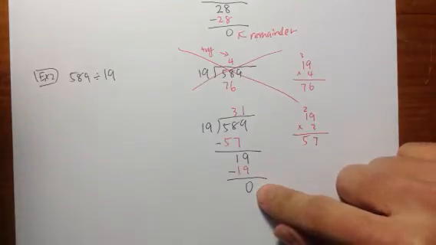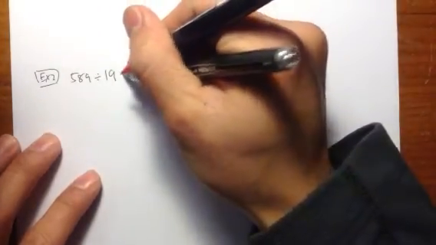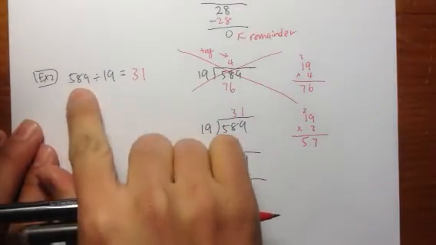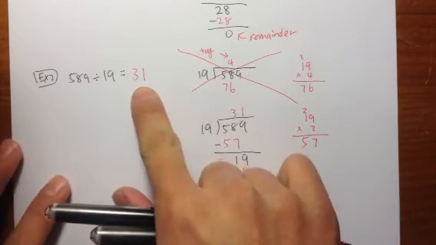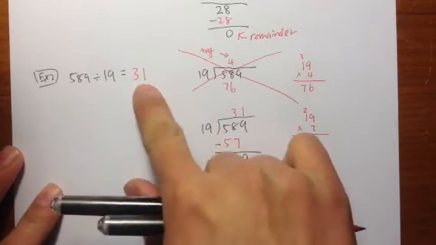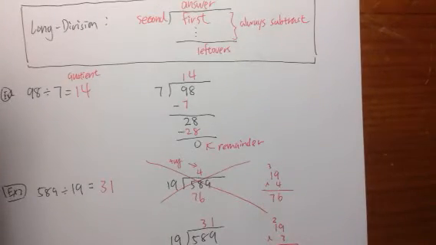And you have no remainder. The remainder is 0, so you don't need to write that down. So we can say this is equal to 31. 589 divided by 19 is equal to 31. In other words, 19 goes into 589 exactly 31 times. And let me work out some other examples.